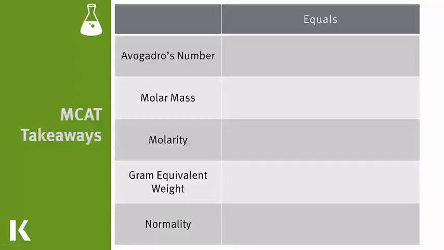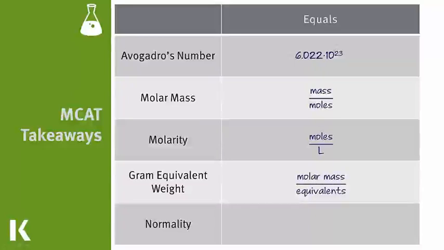Avogadro's number, which is equal to 1 mole, is 6.022 times 10 to the 23rd. Molar mass relates mass and the number of moles of a particle. Molarity relates the number of moles of a particle and the liters of solution it's dissolved in. Gram equivalent weight relates molar mass and equivalents, whereas normality relates equivalents and liters of solvent.